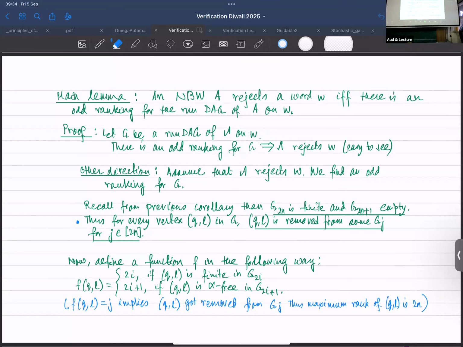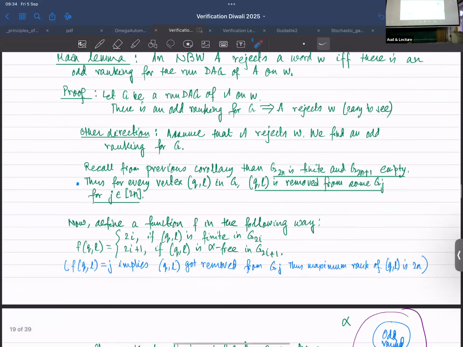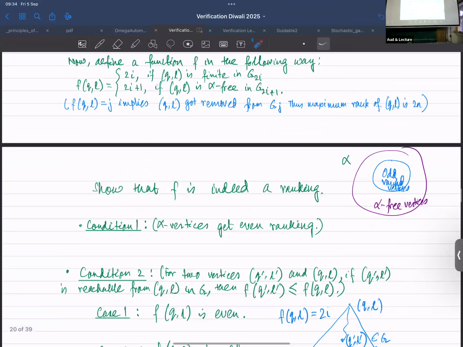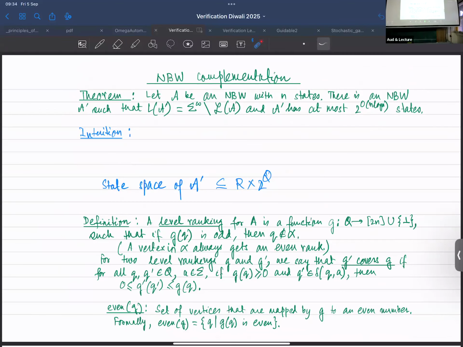So essentially, in the last lecture, we were looking at complementation of NBW. This was the main lemma which we looked at: an NBW A rejects a word w if and only if there is an odd ranking for the run DAG. We define the run DAG, and we say that it rejects a word w if the run DAG corresponding to that word w has an odd ranking, and we defined the notion of a ranking function. And then we also defined the complement NBW which accepts the complement language.